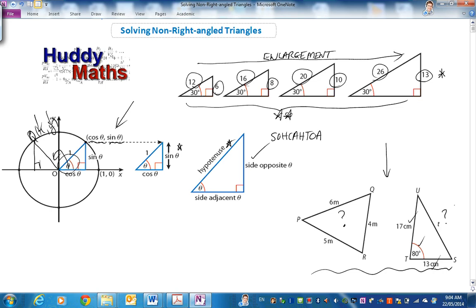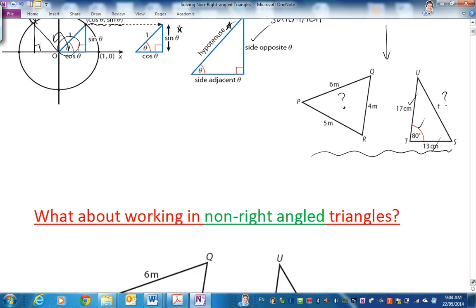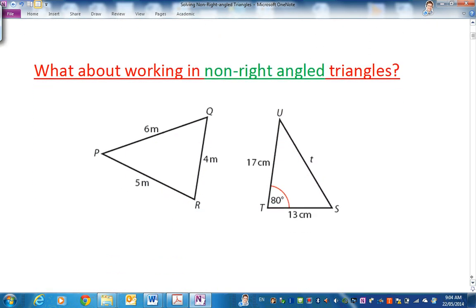Let's do some maths now and see if we can find a rule for triangles which don't have a right angle in them. This is exciting stuff now. So here we are. Here's our problem. What about working in non-right angle triangles? How could we do it? There are our two, and I guess you could start to go back to SOHCAHTOA and maybe try some of this. Okay, let's see what we can do.